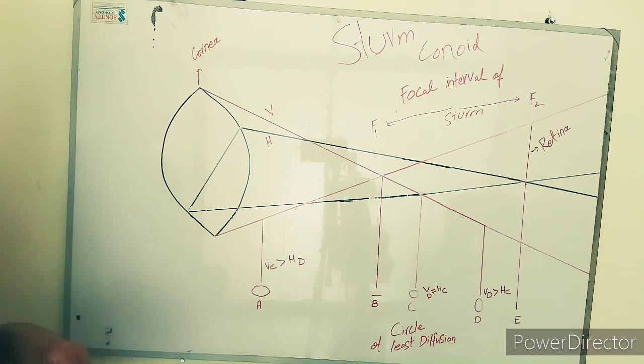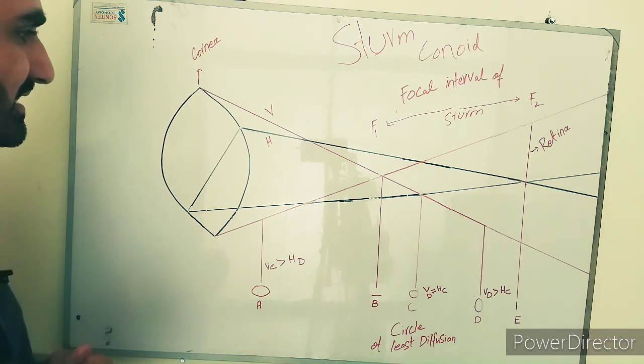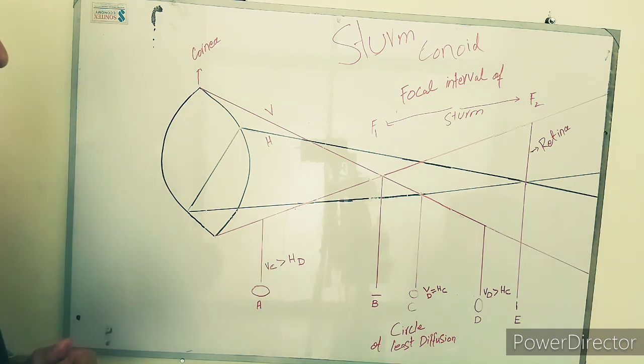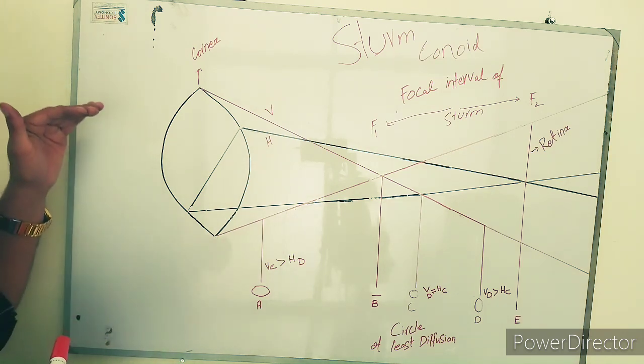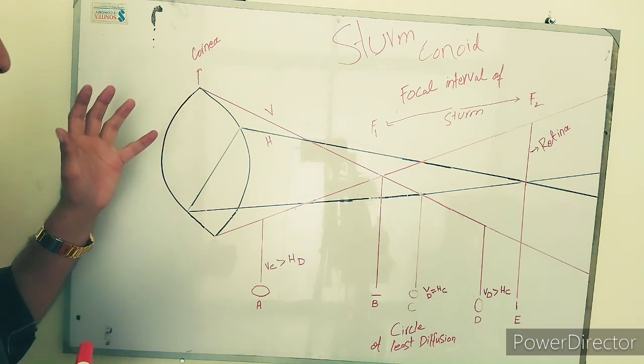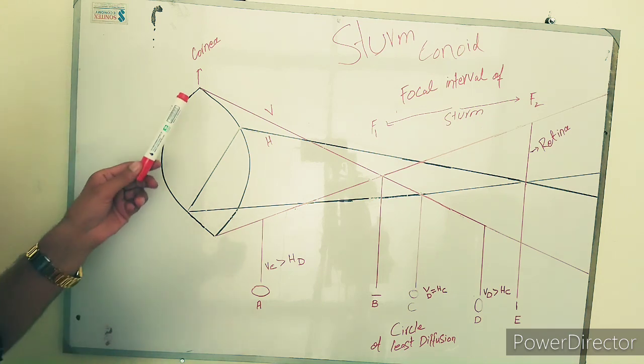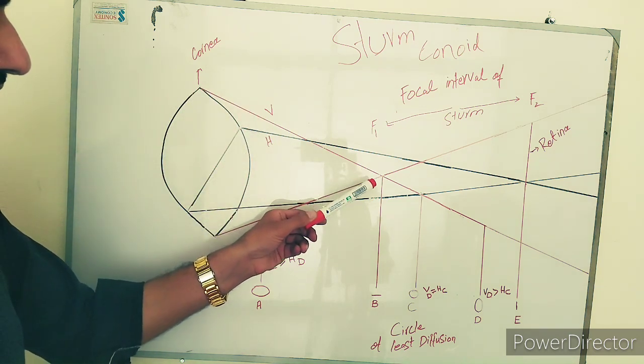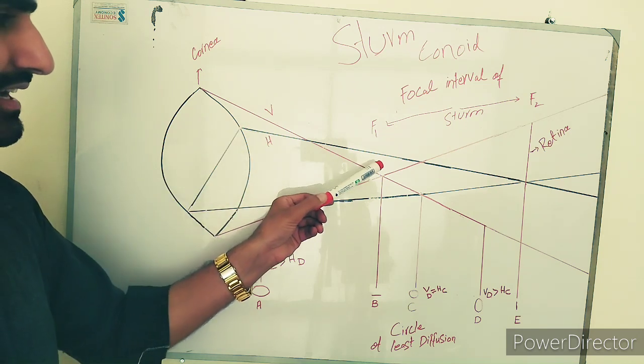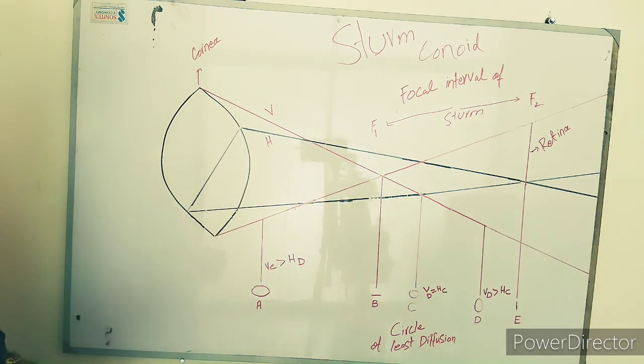You know very well there are two meridians in our eye. One is the vertical meridian, the other is the horizontal meridian. The meridian which is more curved will have more refraction. Here we can see our vertical meridian is more curved as compared to the horizontal meridian. Therefore, the vertical rays are more converging as compared to the horizontal rays. I am going to explain the different points in the sturm conoid.